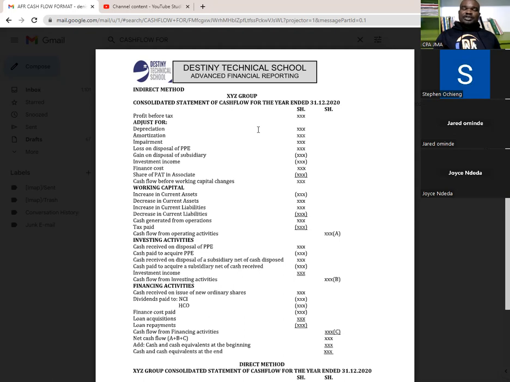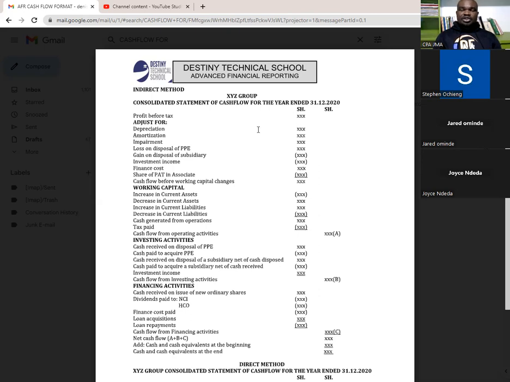So things like depreciation, you'll find they were subtracted before profit before tax. So the best you do is to add them back. You add them back because they were subtracted, but it is a non-cash expense. Cash flow is checking cash in, cash out. I hope that is clear.